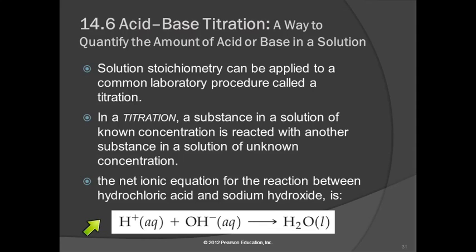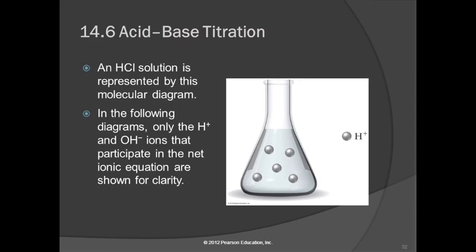The net ionic reaction is H plus plus OH minus, giving water. So let's look at what happens in a titration. Here we've got hydrochloric acid in solution, and we're only going to show the hydrogen ion here. We're not going to show the chloride ion. The chloride ion is a spectator. It just hangs around and it doesn't actually participate.